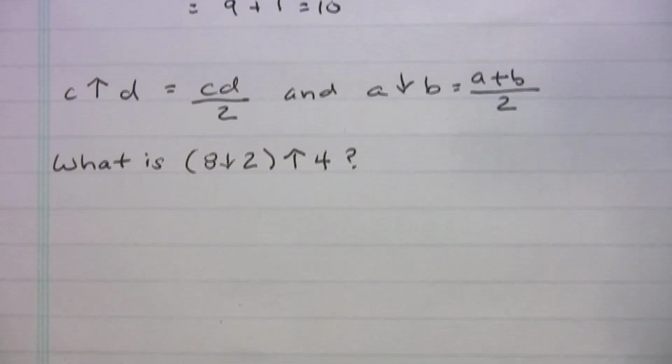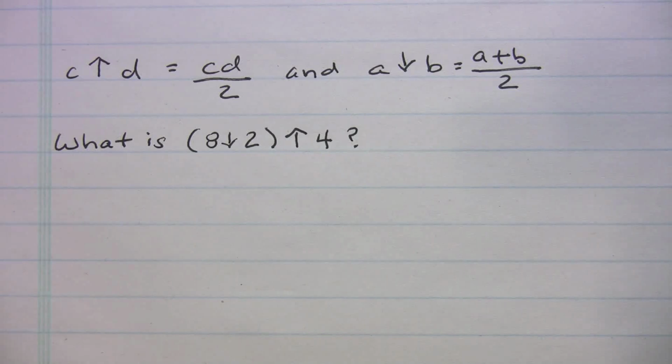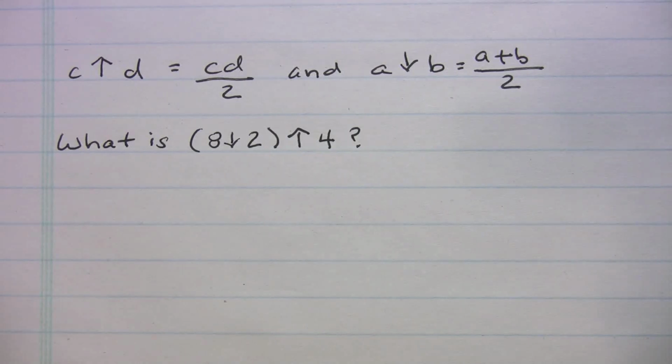Let's do a harder problem, harder situation. Alright, so we have C up arrow D equals CD over 2, and A down arrow B is A plus B over 2.